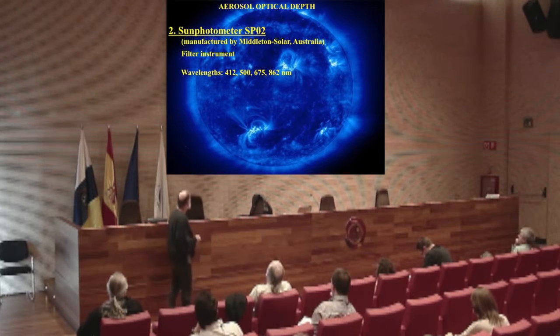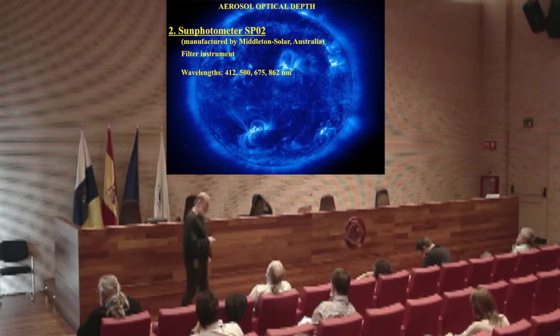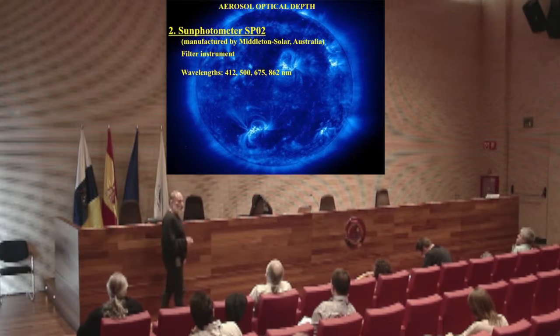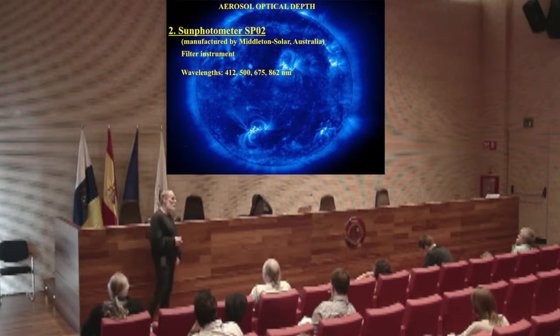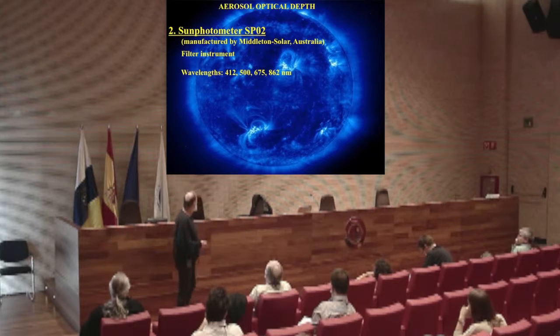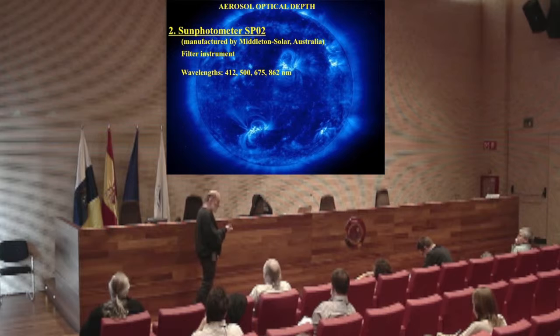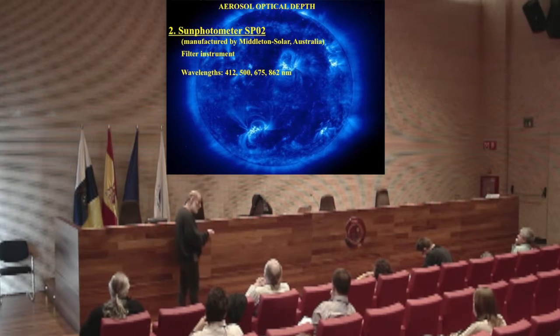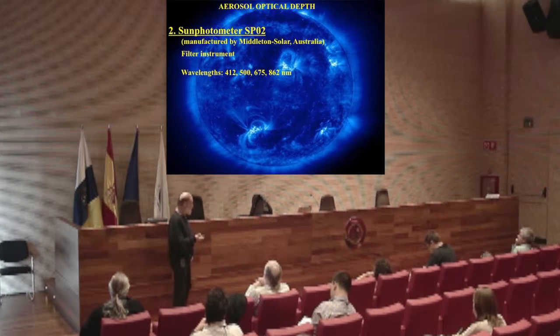And we have a sun photometer SPO2. It is Australian, manufactured by Middleton Solar in Australia. We have two, one in Budapest in our main observatory of the Hungarian Meteorological Service, and another on Kékes peak, which is the highest peak of Hungary. LICOR is a monochromator instrument, while this sun photometer is a filter instrument.